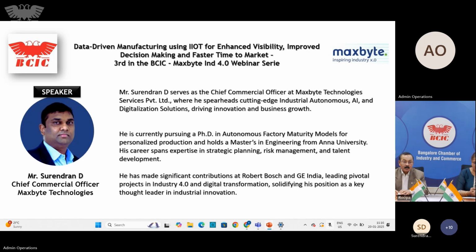Surendran serves as the Chief Commercial Officer at Maxbyte Technologies, and he spearheads cutting-edge industrial autonomous AI and digitalization solutions, driving innovation and business growth. He is currently pursuing a PhD in autonomous factory maturity models for personalized production and holds a master's in engineering from Anna University. He has made significant contributions at Robert Bosch and GE India, leading pivotal projects in Industry 4.0 and digital transformation, solidifying his position as a key thought leader in industrial innovation.